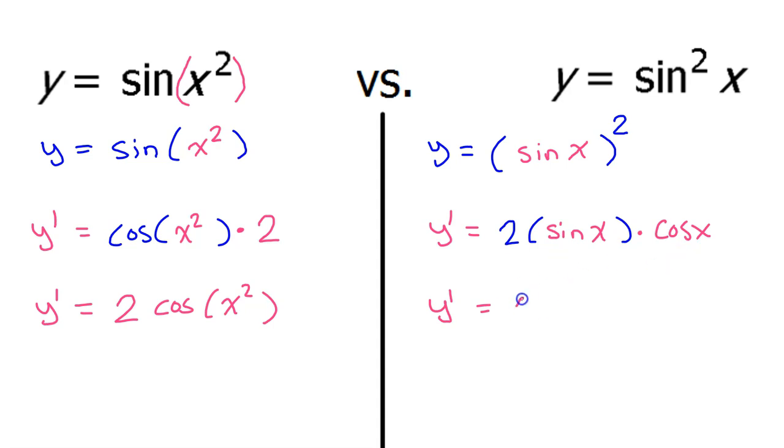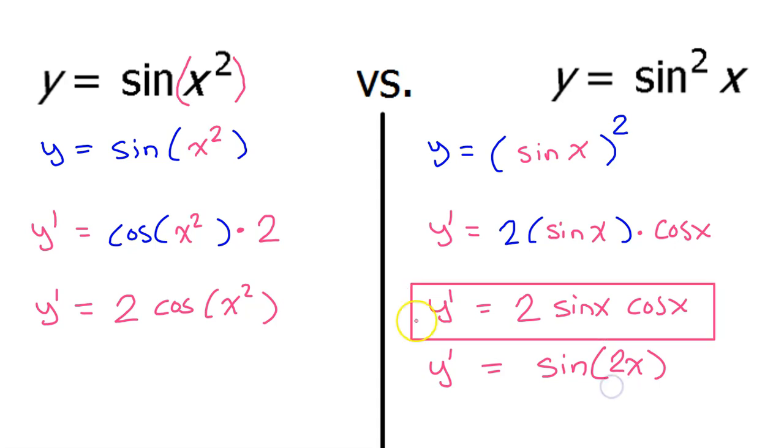Written without parentheses, 2 sine x cosine x. Isn't this one of our double angle identities? On a multiple choice question, you might see it written like this, because this happens to be this double angle identity. But to be clear, on a free response question, this is a perfectly valid answer, and I wouldn't even risk trying to write it as the double angle identity. Just stop here.